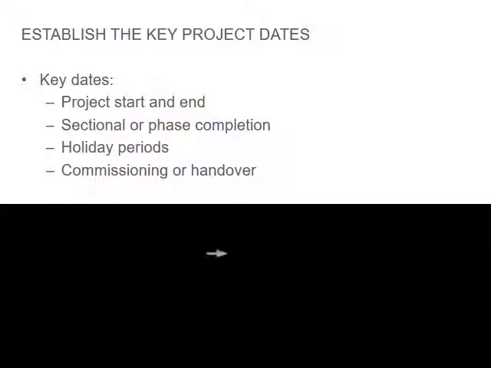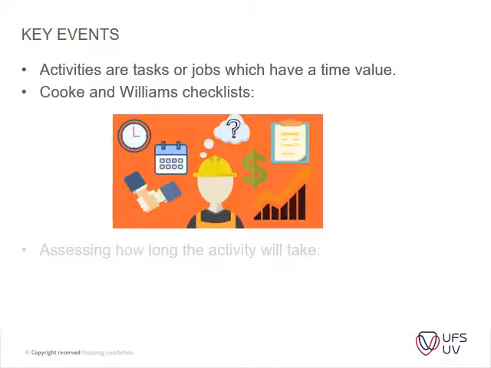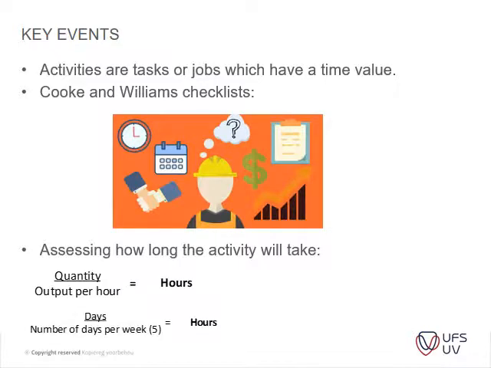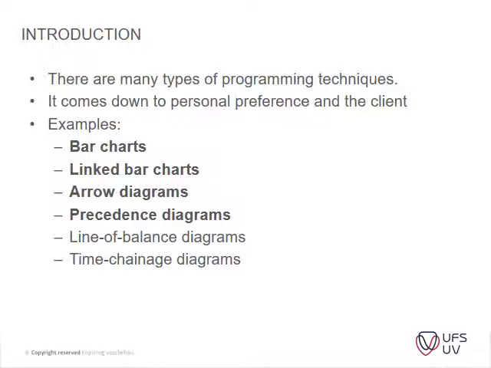Okay, so I'm just going to skip through these slides. I want to get to chapter 9. You're more than welcome to go through all of these slides. So chapter 9, the thing that I want to get to is that you've got different ways of presenting your schedule. So you've got bar charts, linked bar charts, arrow diagrams, precedence diagrams, line of balance diagrams, time chainage. It's just interesting to know.